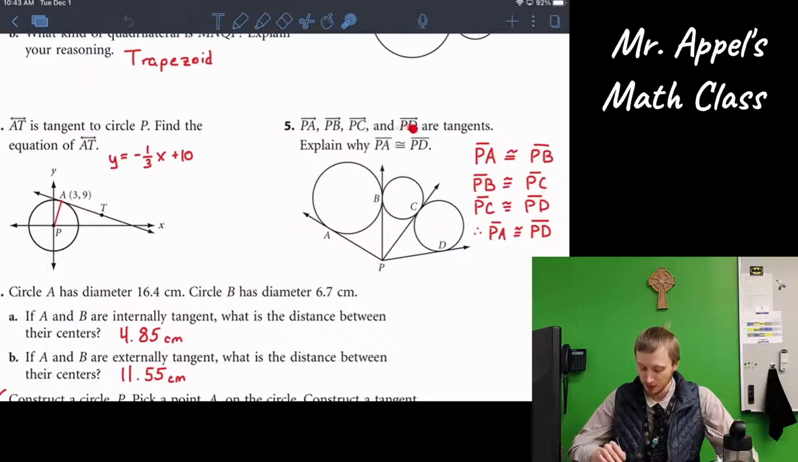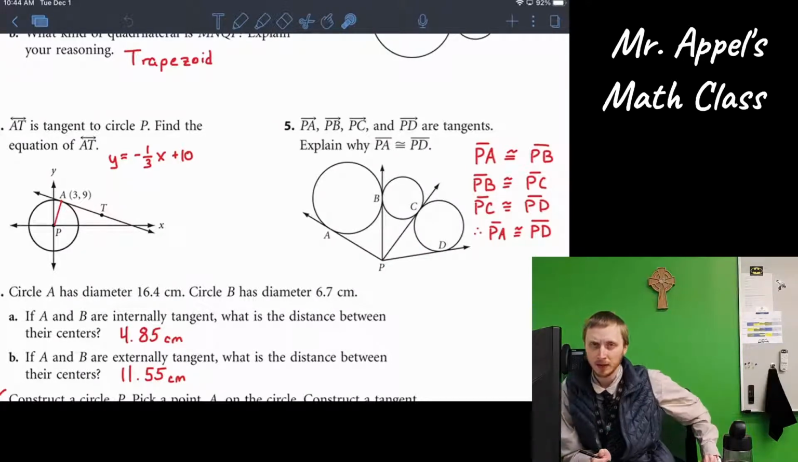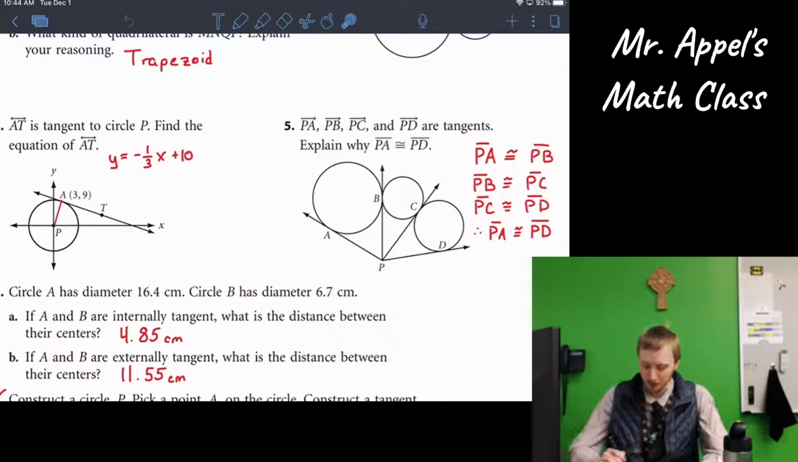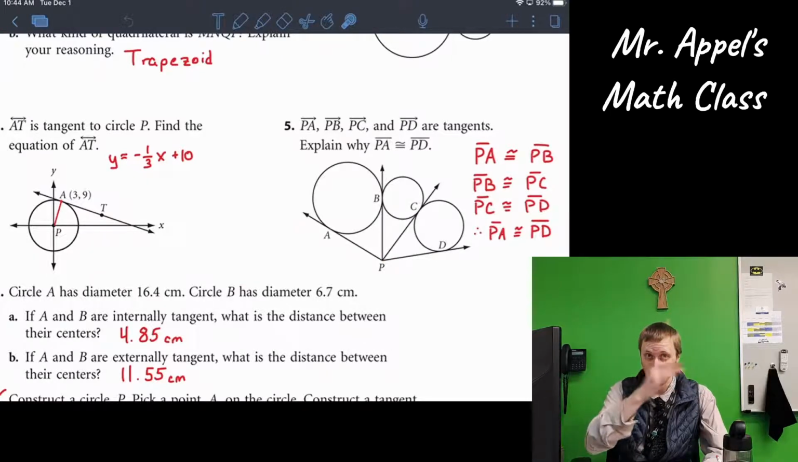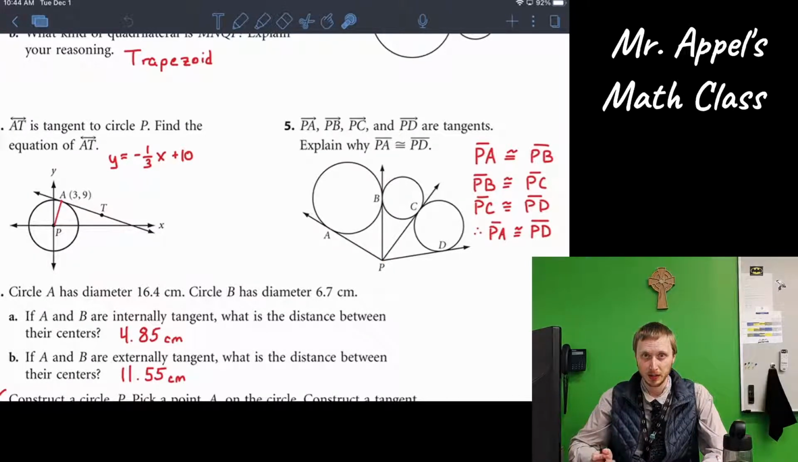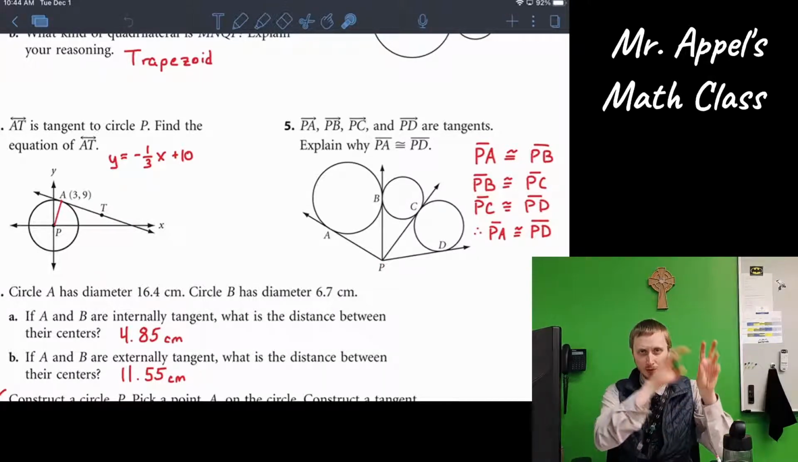Number 5, how do I know that PA is congruent to PD, even though there are 3 different sized circles in between them? Well, you go one step at a time. I know PA is congruent to PB because they're both tangent to the same circle. And I know PB is congruent to PC because they're tangent to the same circle. And law of syllogism there, right? This is congruent to that, and that's congruent to this, then PA is congruent to PC, and I know PC is congruent to PD, and so PA must be congruent to PD. Follow the chain of congruent to congruent to congruent.